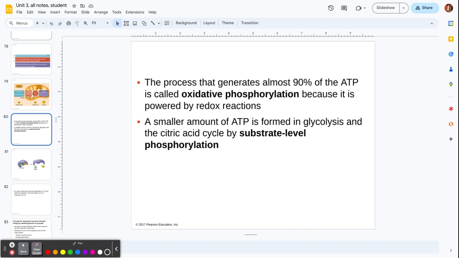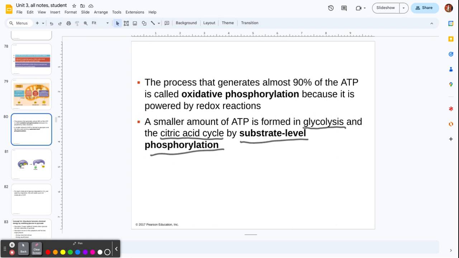Substrate level phosphorylation is where, as soon as a phosphate gets released from a molecule, it gets transferred back onto the ADP to become ATP. It happens in glycolysis, as well as that second stage that we'll talk about, the citric acid cycle. There's very little ATP that's formed that way.